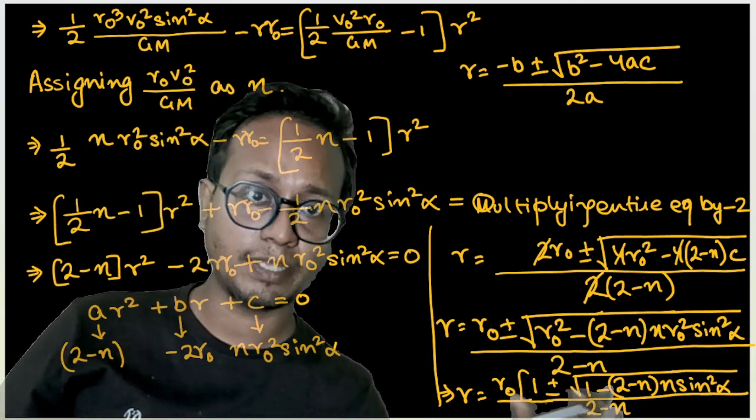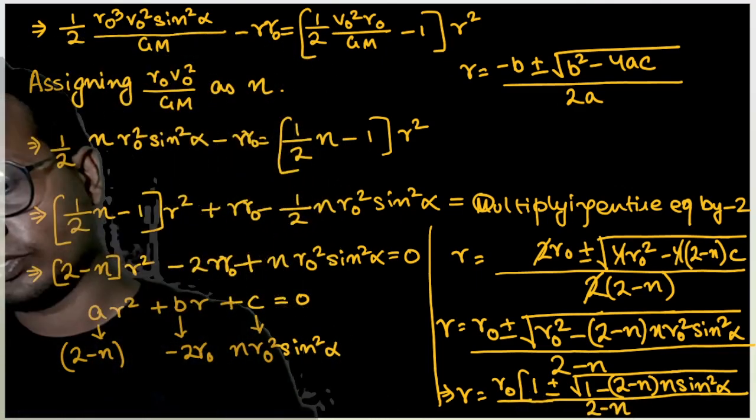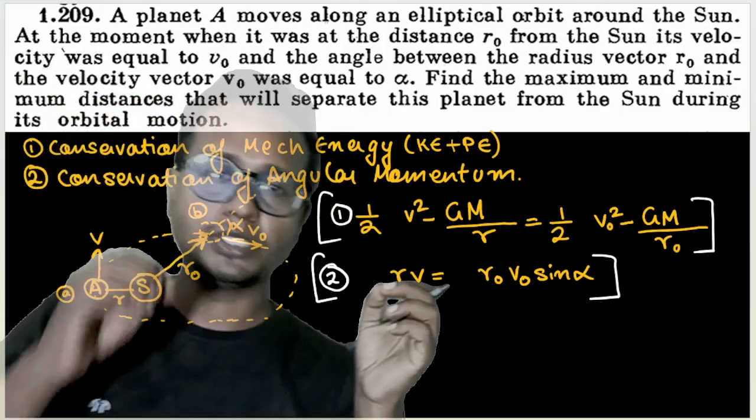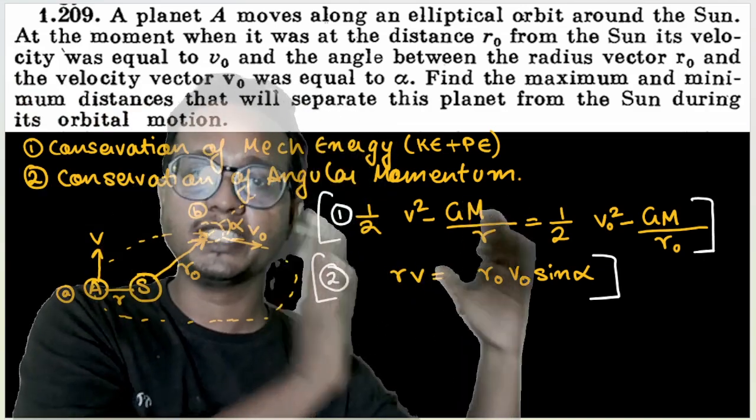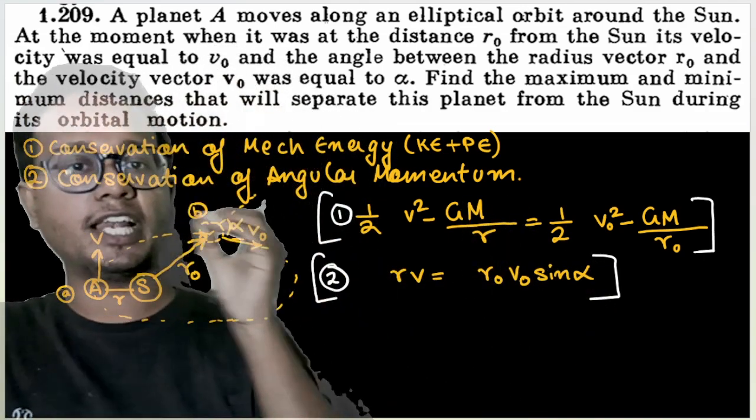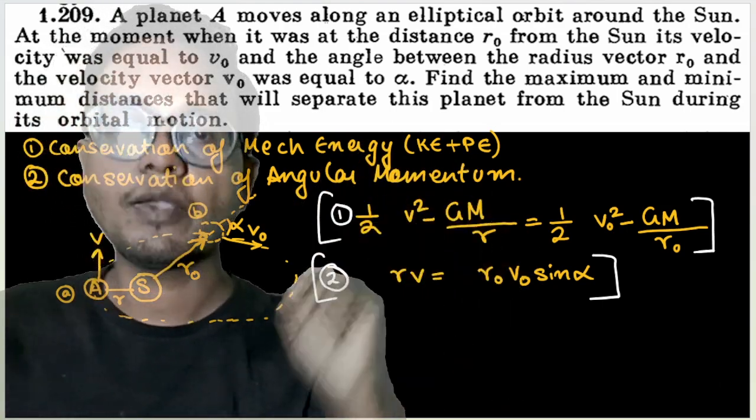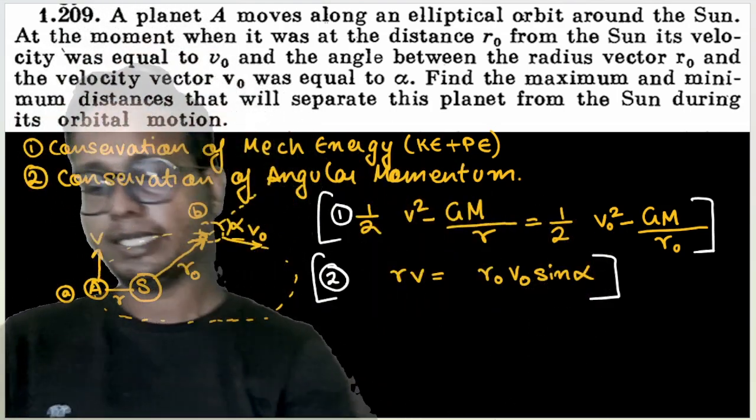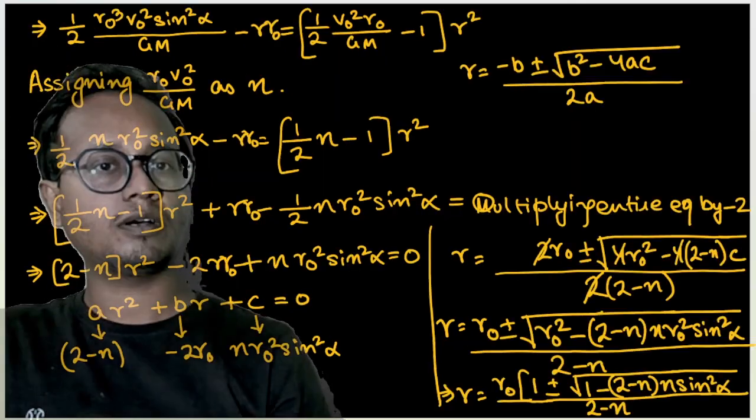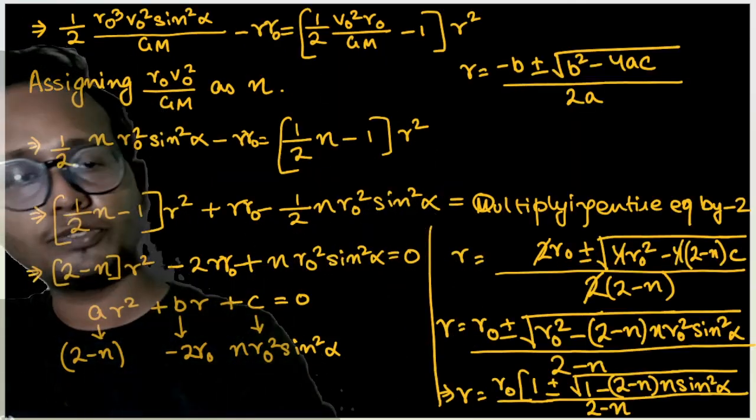This is the answer that is given in the back of the book, and this is how we solve this question. So the general concept out here, the main physics involved, is that whenever an elliptical orbit comes up, the two equations that you can apply are conservation of mechanical energy and conservation of angular momentum, and that's the end of physics. The entire rest of the things are nothing but solving of these two equations.